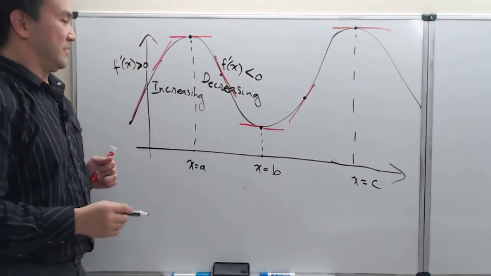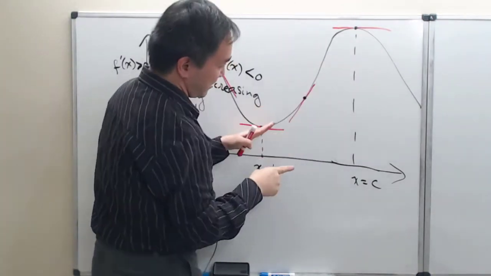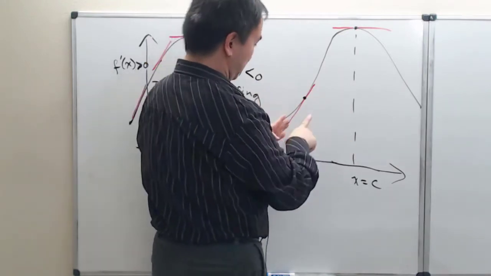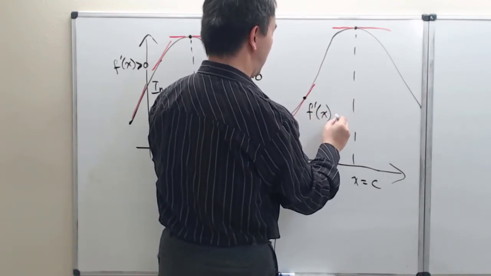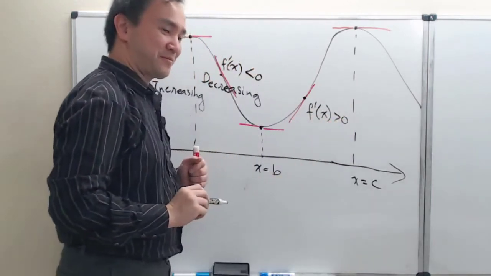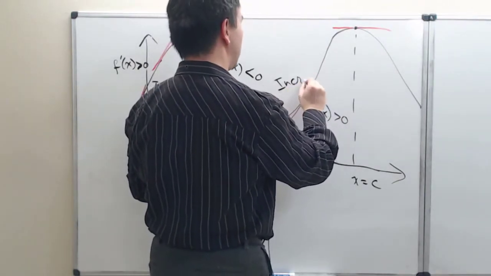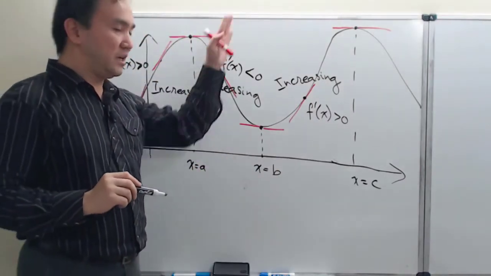And now in this interval, the tangent line once again is pointing up in this graph. So f prime must be positive. That's one thing I know for sure. And formally we call that increasing. So that's what it means by increasing and decreasing.